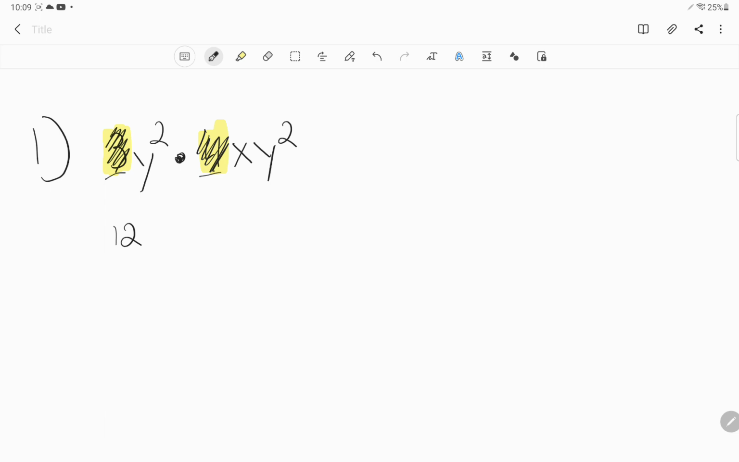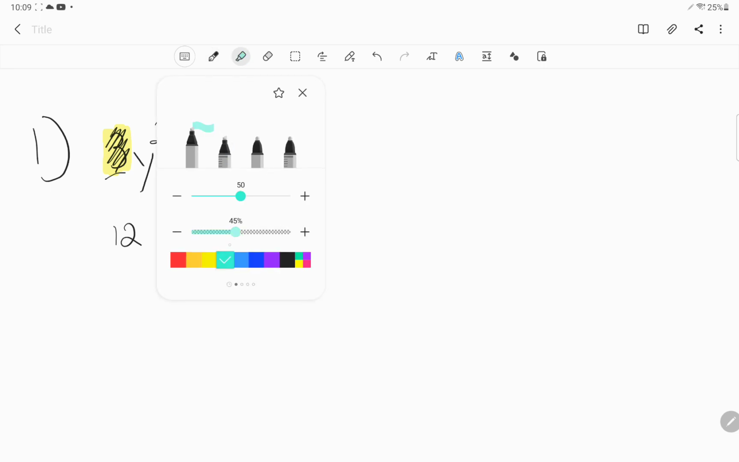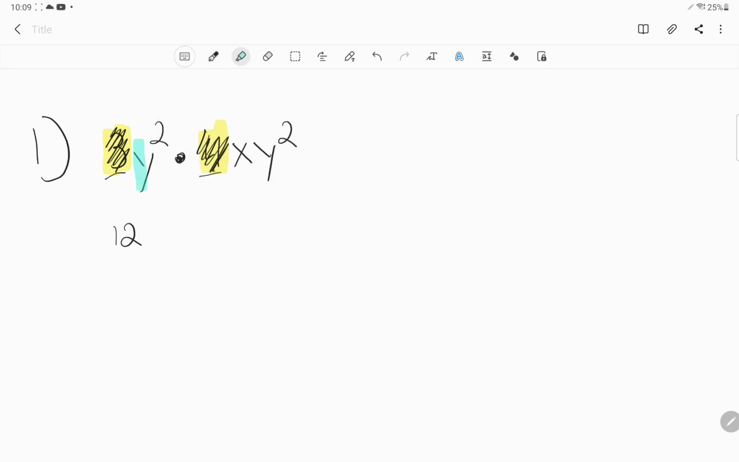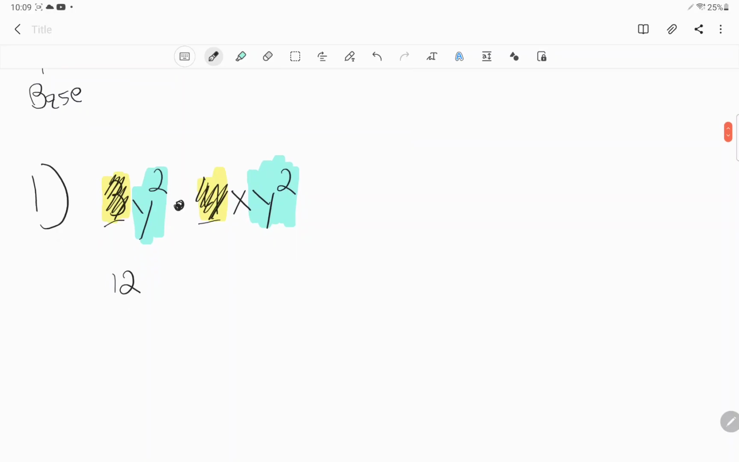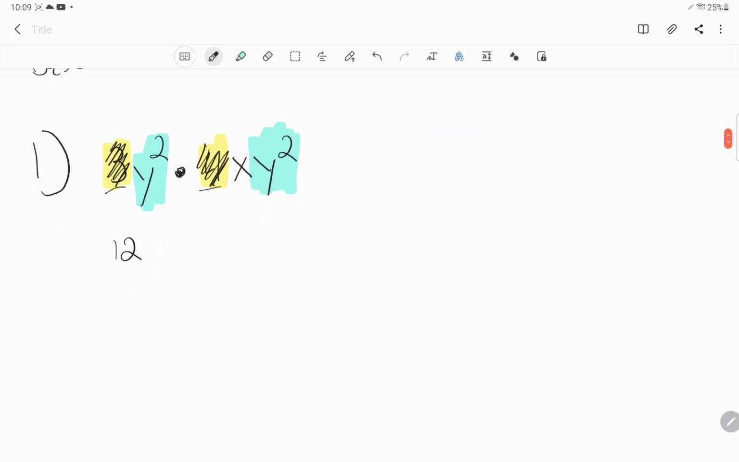Alright? Now I'm going to be working my variables. So secondly, I'm going to pick one of the two variables, which I'm actually going to pick y. I'm going to pick y variable, and I'm going to work that next. Now, what does the product rule say again? It says that I'm going to have to be adding my exponents.